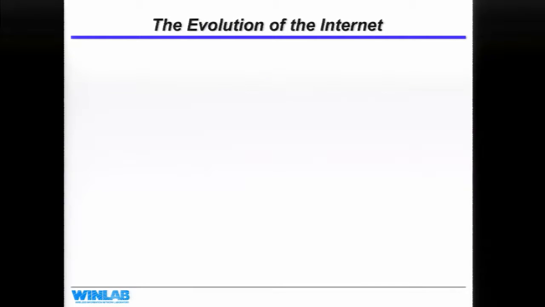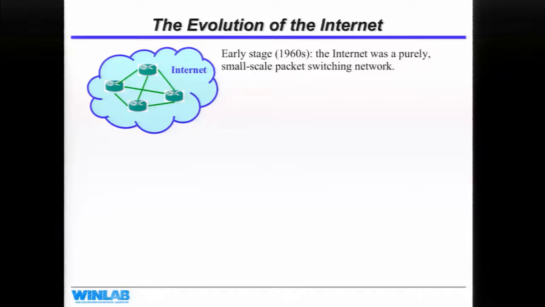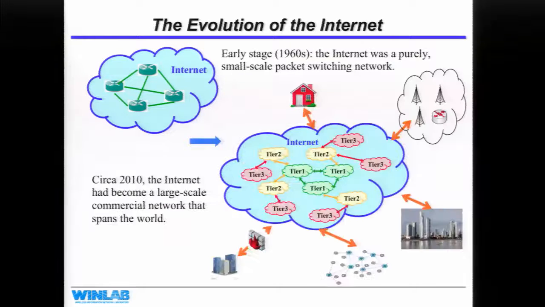All of us are familiar with the huge success of the internet. In the early stage, the internet was just a small-scale academic testbed. However, several decades later, it has become a large-scale commercial network that spans the world. It has evolved into a hierarchical architecture and connected lots of different network paradigms.